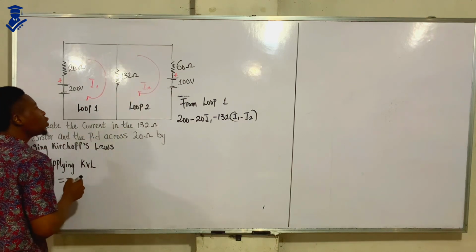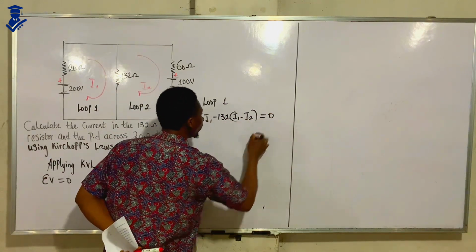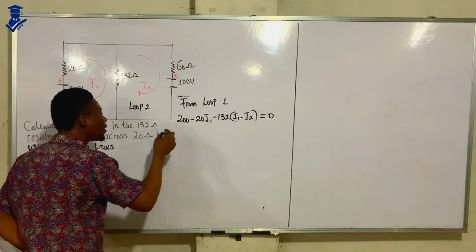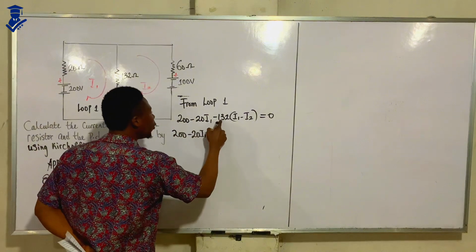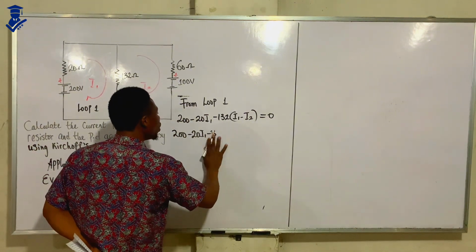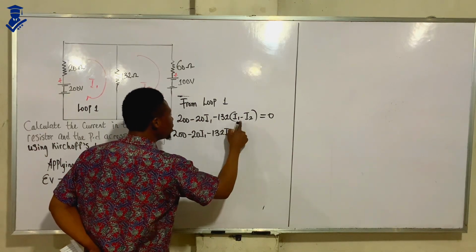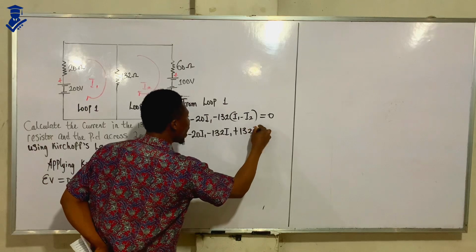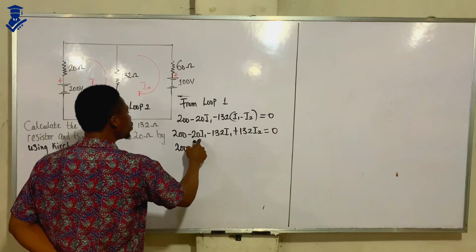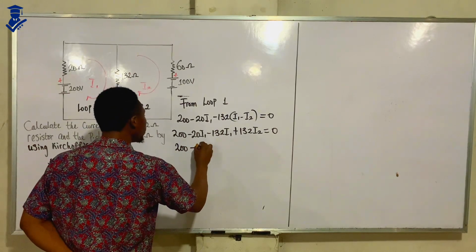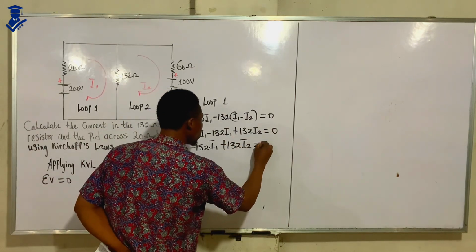Now let's continue. We don't have anything else, so it's going to be equal to 0. We have 200 minus 20 I1. Now, minus 132 multiplied by this gives us minus 132 I1, and minus 132 times minus I2 gives us plus 132 I2, equals 0. Now, this becomes 200 minus 20 minus 132, which gives us minus 152 I1 plus 132 I2 equals 0.